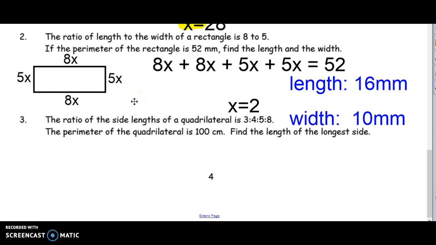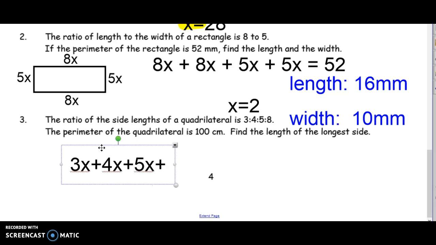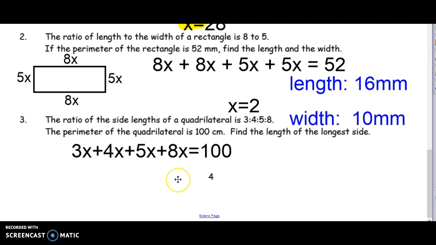Question 3 says the ratio of the side lengths of a quadrilateral is 3 to 4 to 5 to 8. The perimeter of the quadrilateral is 100 centimeters. Find the length of the longest side. I'm going to try to approach this one without drawing a picture, but I still know that I have 4 sides. Every one of them is being multiplied by something, and whatever that something is, it's the same something. So these 4 sides are all being multiplied, I'm going to say by x, and when I add them together, I'll get a perimeter, which is supposed to be 100 here. When I finish solving this, I get x as a convenient number of 5.